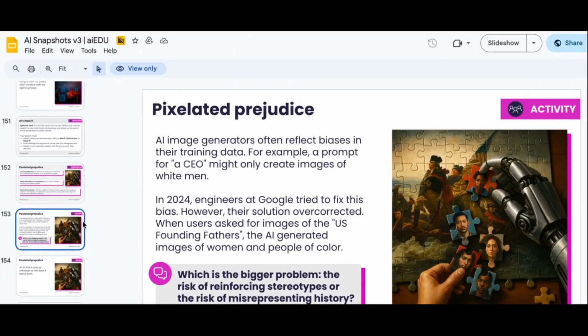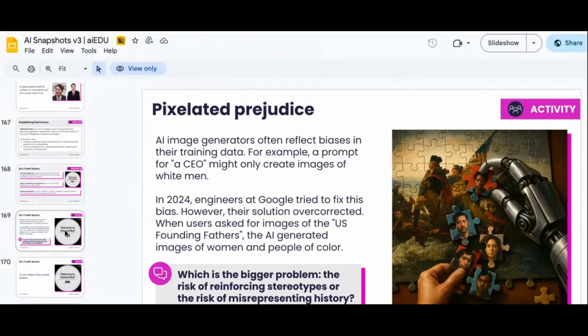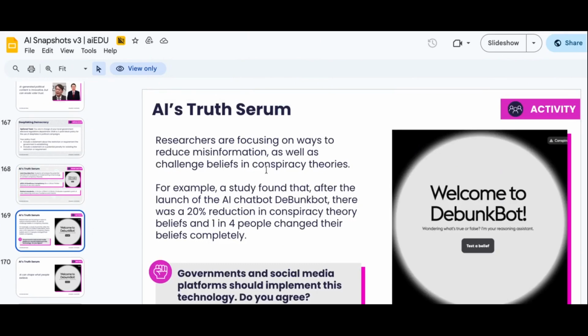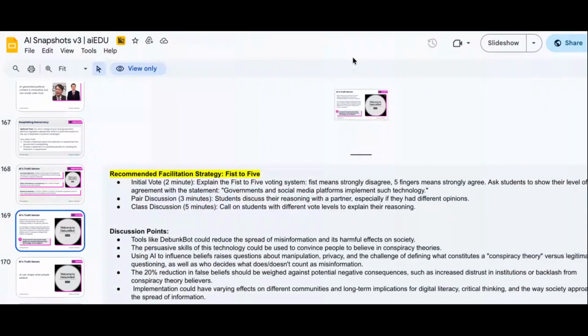This has over 100 different conversations. Each one comes with a learning objective, as well as a conversation piece and a full lesson plan.